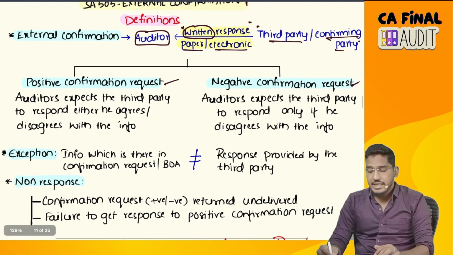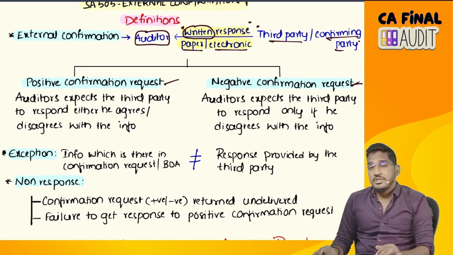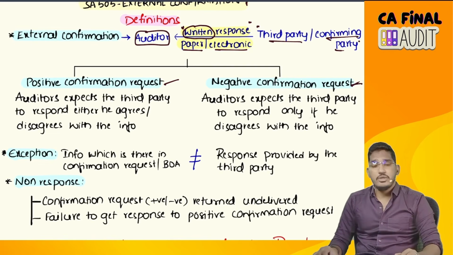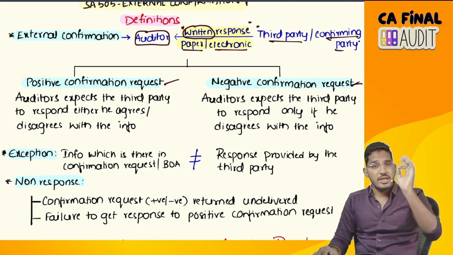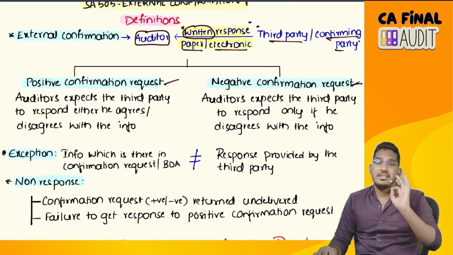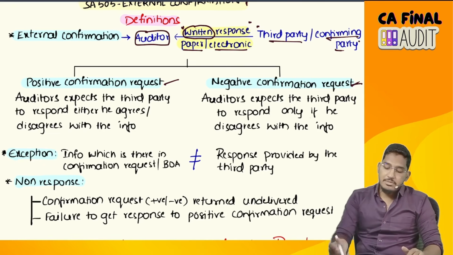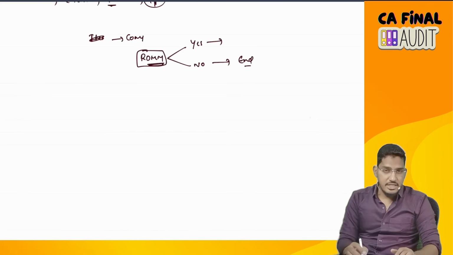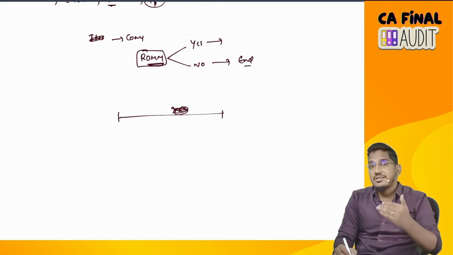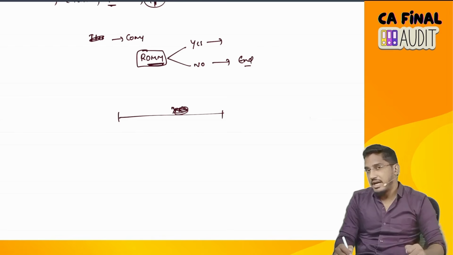Then I have something called a negative confirmation request. A negative confirmation request refers to a request where you expect the third party to respond only when he disagrees. I don't want a response from the third party if he agrees with the information. I want a response only when he disagrees with the information. And also, sometimes I will draft the confirmation request in such a manner that I will not state the amount. I will ask the third party only to provide the information directly.